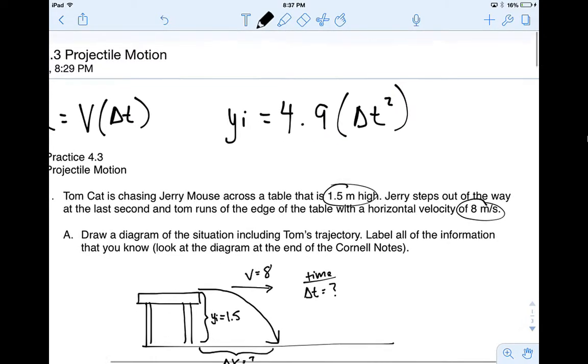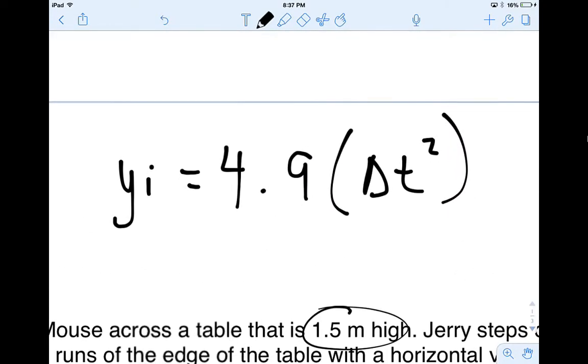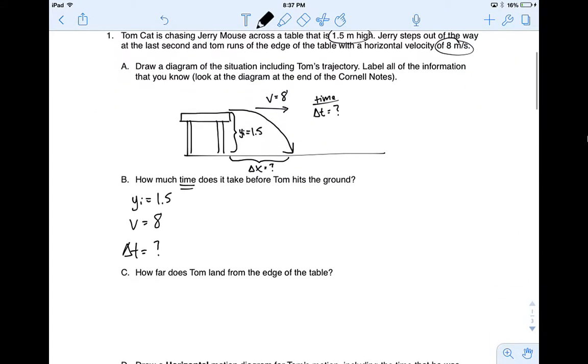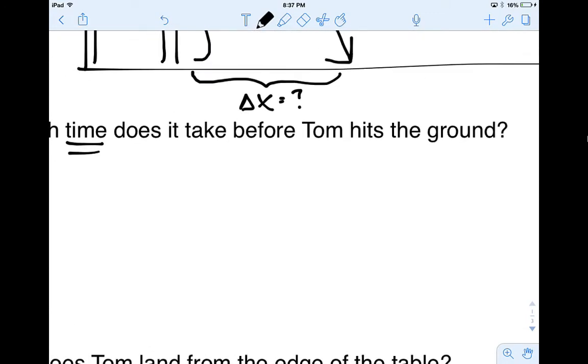Zoom in, there we go. Okay, so if I'm going to solve for delta t, that means I have to know every other variable. And the only other variable is yi. And I know yi. I know that yi is 1.5. So that means I can use this equation. So that's the one I'm going to use. So I'm going to go down here, and I'm going to write in yi equals 4.9 times delta t squared.